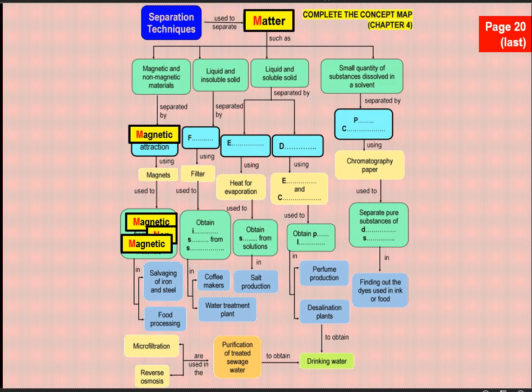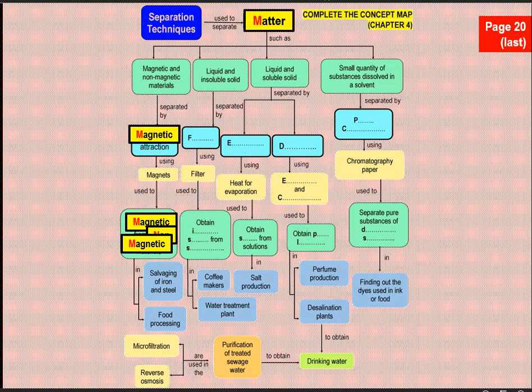We say that it can be used for salvaging iron and steel, to get the iron and steel from inside your junkyards because you want to recycle them. And they can also be used in food processing because you want to make sure that your food is safe and clean to eat. So you want to remove all the metal pieces that may have dropped from the inside of all the machine when you are processing the food. Okay, so now we have come to the end of magnetic attraction.